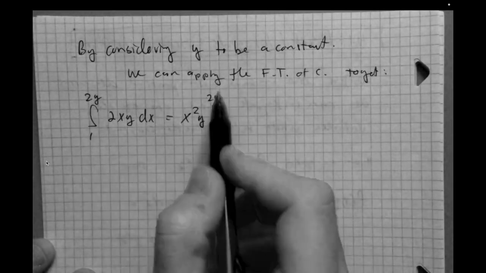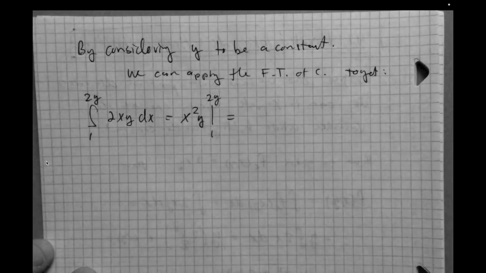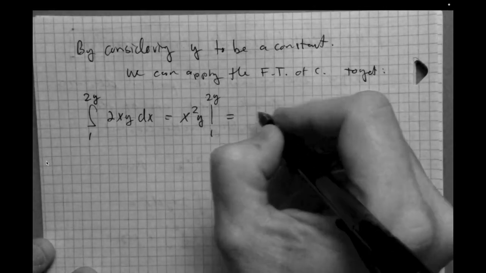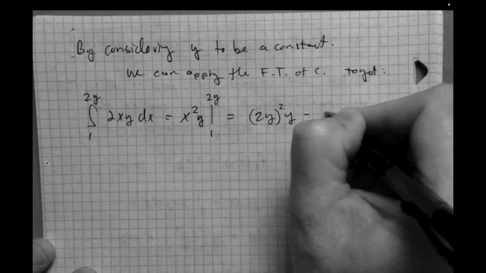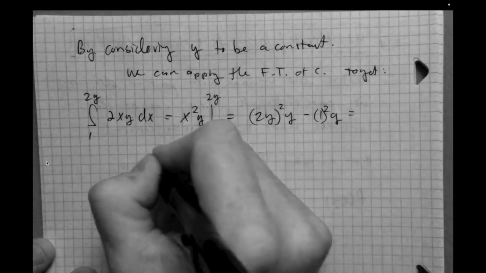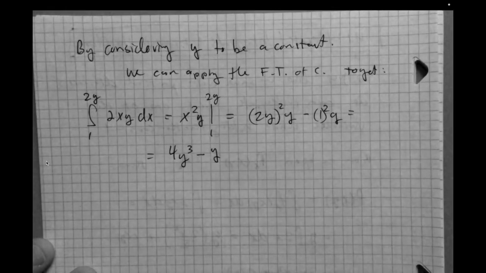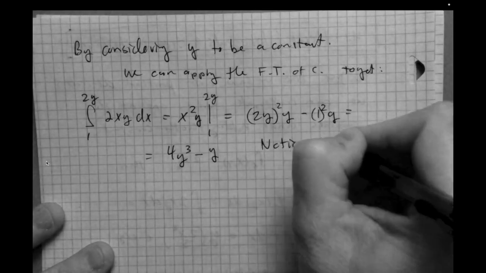Now I've got these strange bounds, which we'll get to what this is all about in a second. But what we can do here is we can get something that looks like this, which is equal to 4y cubed minus y. Okay, now notice that the result here is a function of y. Very important.